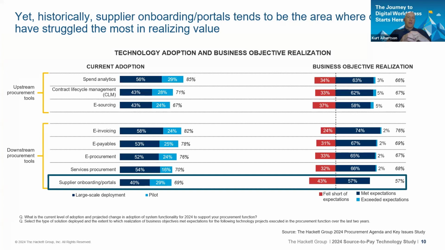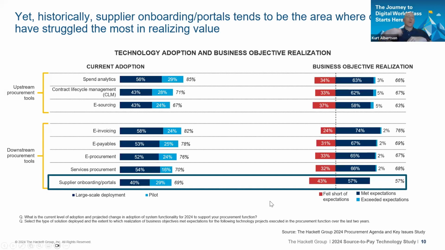Interesting enough, right? Like I said, this is one of the hottest areas we're seeing in terms of companies looking at technology implementing over the last couple of years. This came from our key issue study that we did heading into 2024. And across what we call the core functionality, you see again supplier onboarding at the bottom. And what I want to zero in on is the bottom right-hand side there.